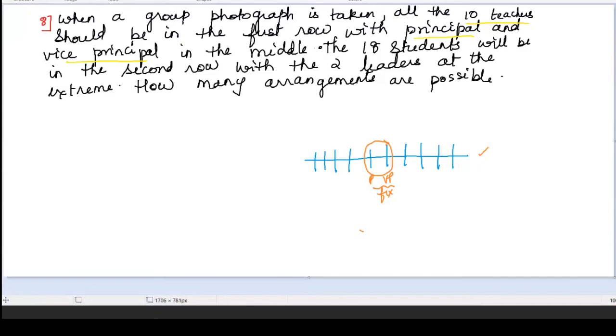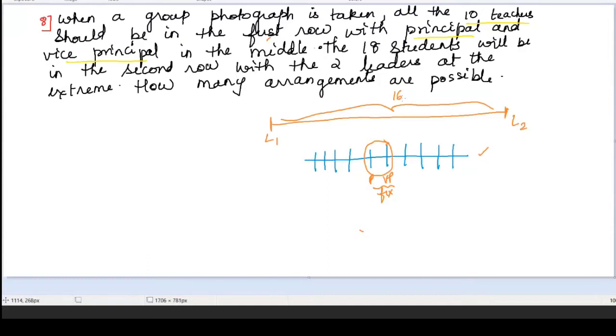Now the second row is telling me there are 18 students in the second row, where the two leaders are at the extreme. Extreme means at the side, at the ends. So now suppose this is the second row. Here one leader will be there, so I call L1, and here another leader. They have to stand at the extreme. Extreme means ends. So leaving the two leaders, how many students are here? There are 16 students. Is this much clear? Is the idea clear so far?